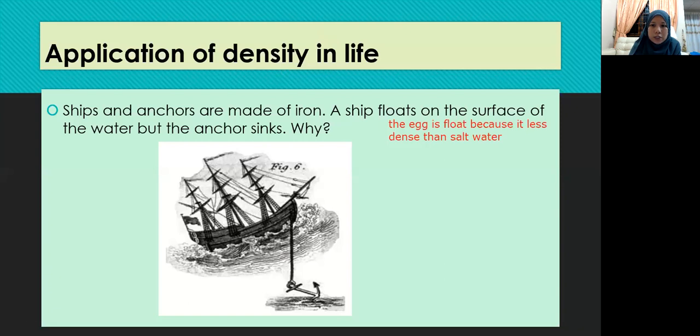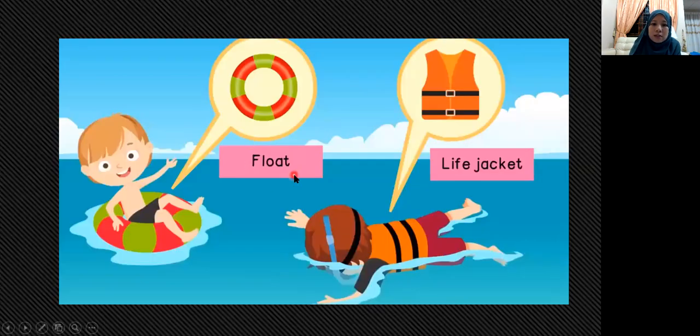Okay, look at this application. Ship and anchor are made of iron. A ship floats on the surface of the water, but the anchor sinks. Why? As you know, the same concept. If the object floats, that means the object is less dense than the water, and the object sinks because the object is more dense than the water. This is another example: this floating boat and this life jacket float. This boat floats because it is less dense than the water.